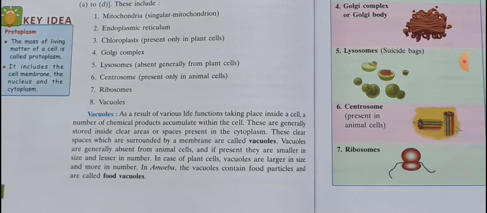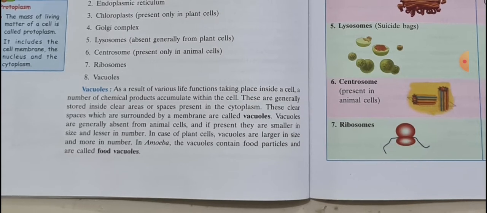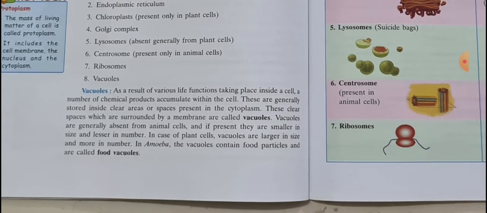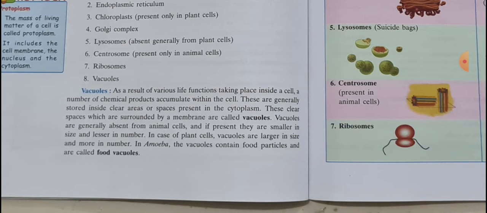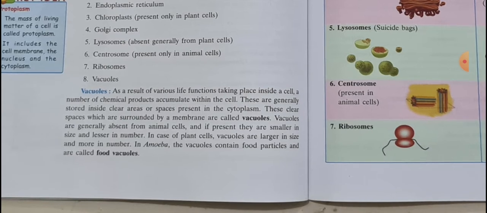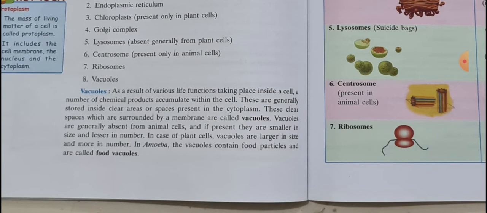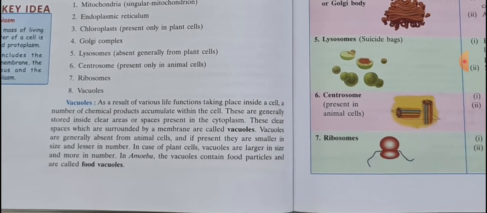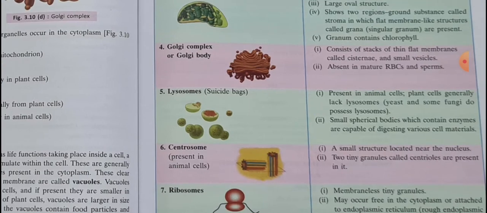There are generally chemicals produced which are accumulated within the cell. They are stored inside clear areas or spaces present in the cytoplasm, and these clear spaces, which are surrounded by a membrane, are called vacuoles. Vacuoles are generally absent from animal cells, and if they are present, they are smaller in size and lesser in number. In plant cells, vacuoles are large in size and more in number. In amoeba, the vacuoles contain food particles and are called food vacuoles.